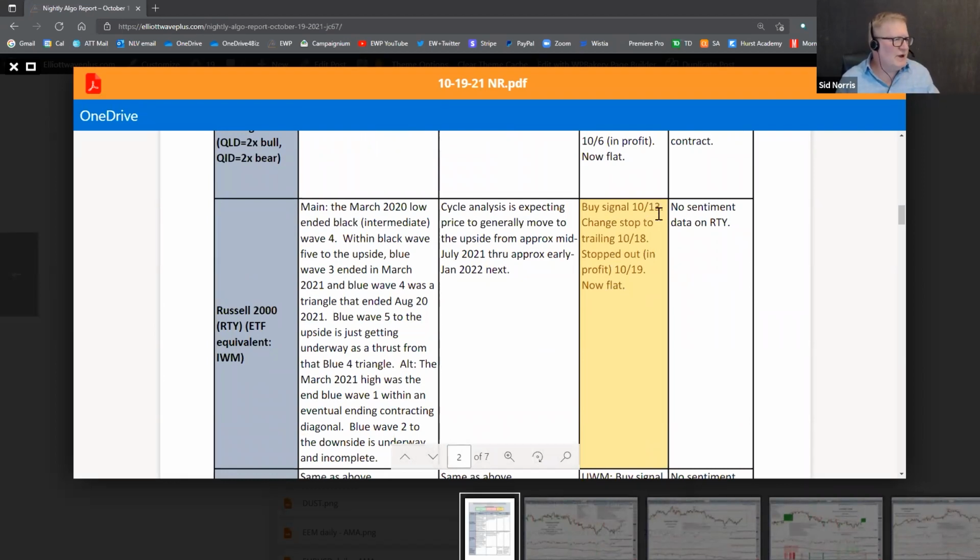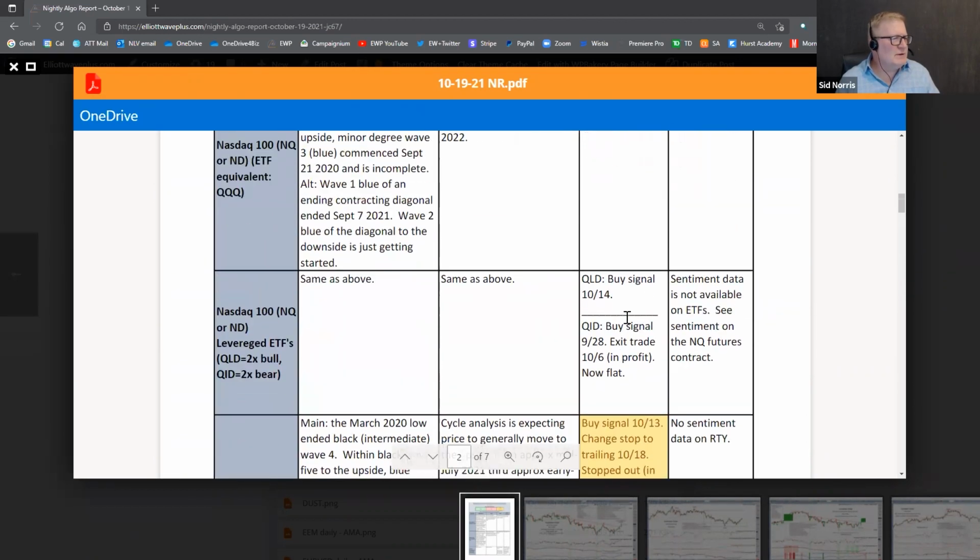So there was a buy signal on October 13. It changed the stop to trailing on October 18. And then tonight, our premium plan subscribers were informed that the algo was stopped out. In other words, it came back, but it was stopped out in profit. The price came back and hit the trailing stop, but it did it in profit. And now that algo has gone flat.